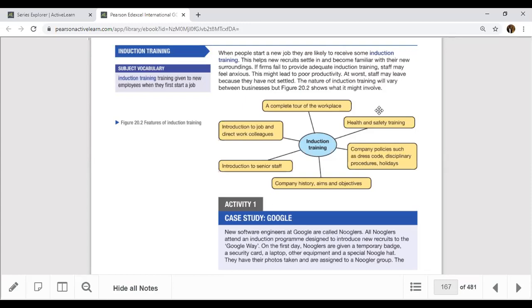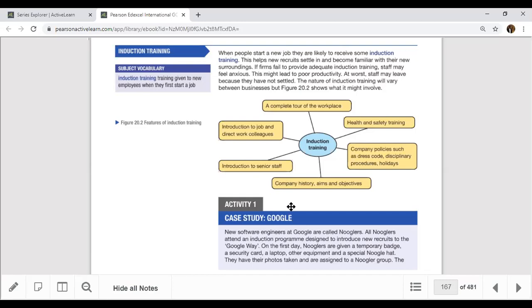And about the holidays and disciplinary procedures, how to apply for holidays and all that. And also the company history, aims and objectives, you have to give that into the induction training. And also introduction to senior staff, you have to introduce the employees to senior staff, and introduction to the job and direct work colleagues. These are the main things coming in induction training.